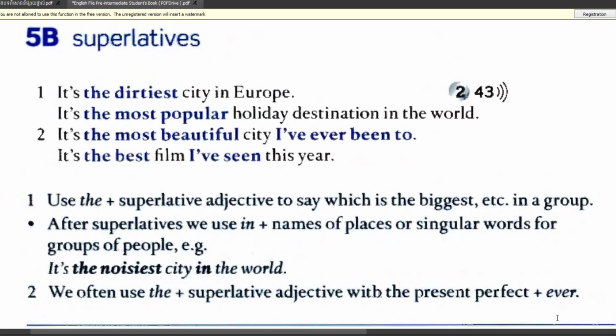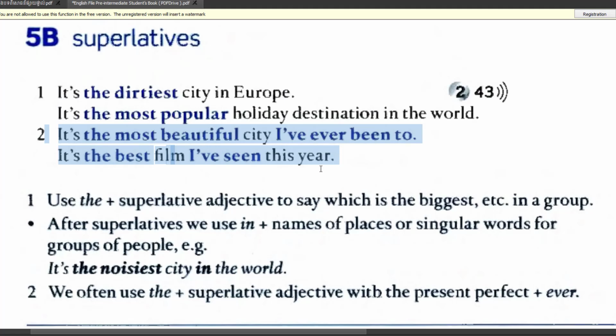One. It's the dirtiest city in Europe. It's the most popular holiday destination in the world. 2. It's the most beautiful city I've ever been to. It's the best film I've seen this year.